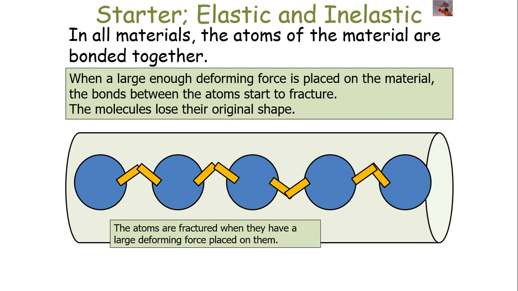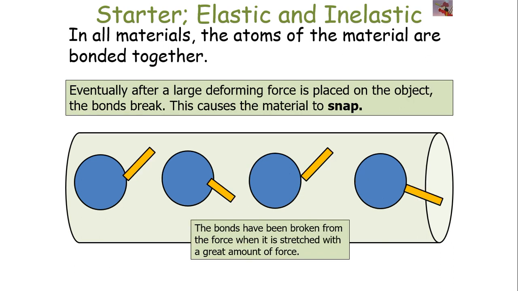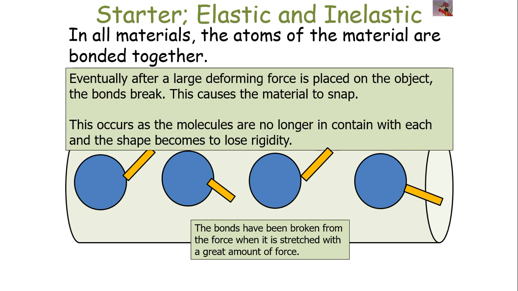Now, the atoms are fractured, like we said, when a large deforming force is placed on them. Now, this means the materials become inelastic. Now, eventually, if a very large deforming force is placed on the object, the bonds will eventually break, which causes the material to snap. So in this example, the bonds are being broken from the force being so large that the material itself will have snapped. Now, as we mentioned before, this will cause the material to snap because the molecules can no longer be contained next to each other and the shape loses rigidity.